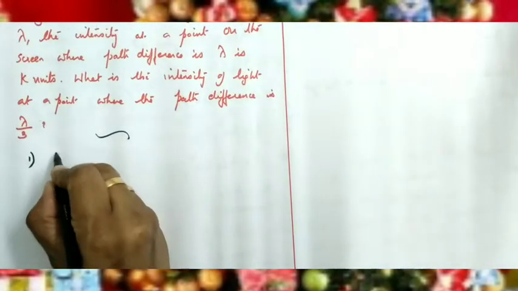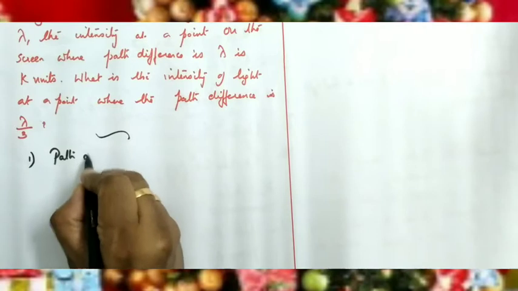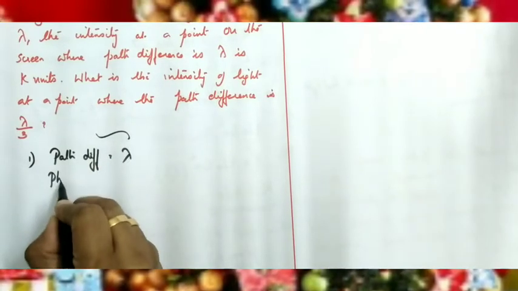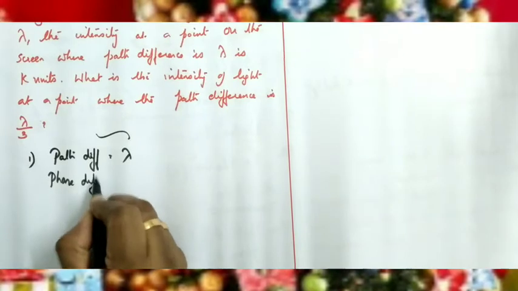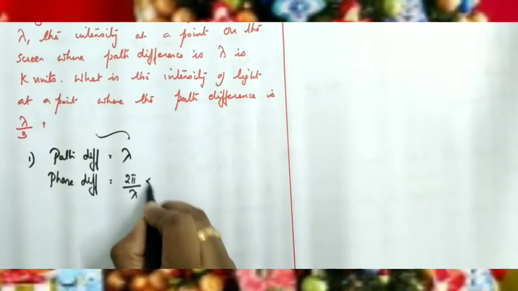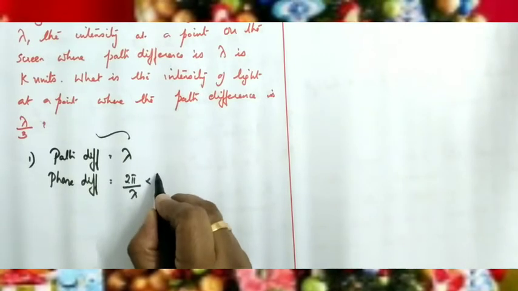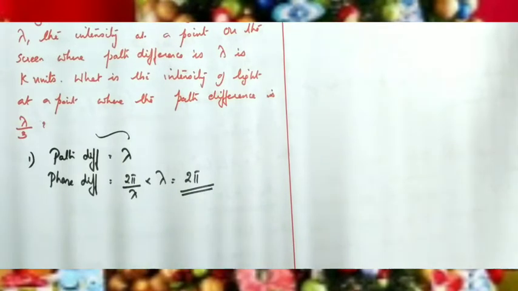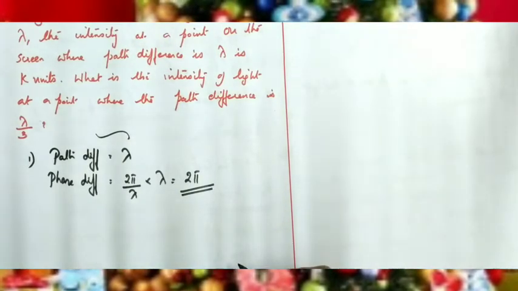So, path difference in the first case, path difference lambda. Path difference is equal to lambda means what is the phase difference? Phase difference is equal to 2 pi by lambda into path difference, no? So, phase difference is 2 pi by lambda into lambda, that is equal to 2 pi. So, in the first case, phase difference is equal to 2 pi.